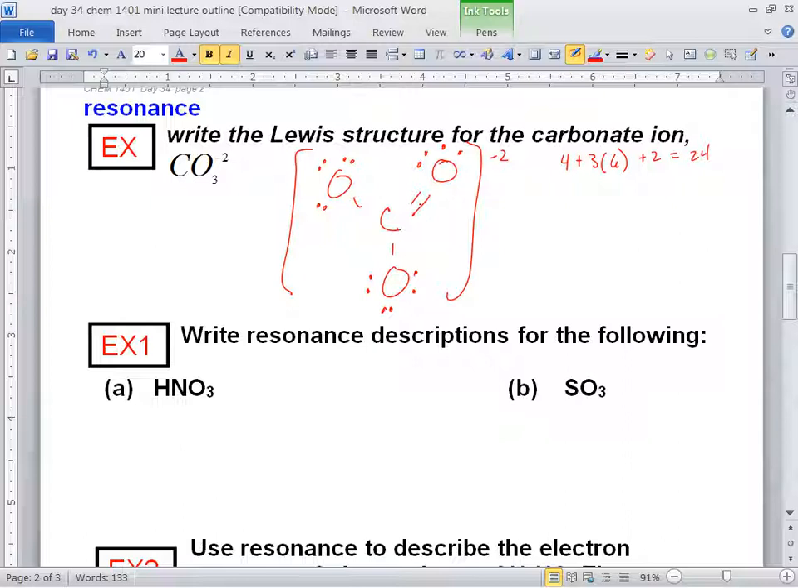And what they want to see in between all 3 answers is this kind of double-sided arrow. You can go like this, you can go like that. It doesn't really matter, just showing that they're being interconverted. So draw the other 2. Move that double bond around to the other 2 oxygens. And there's our answer. So carbonate, it makes it extra stable, because you can have all these 3 different forms.